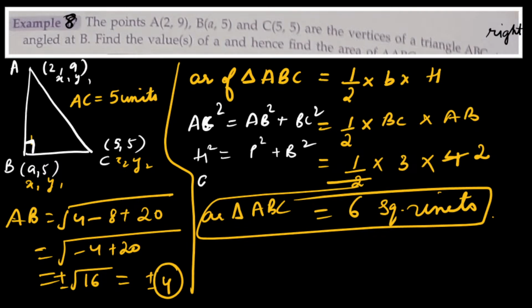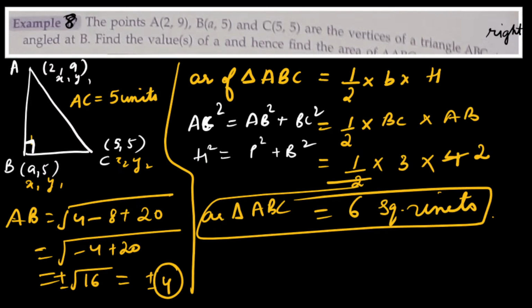After using Pythagoras theorem, we substituted the values. We got the value of A as 2 or 5. 5 we cannot accept in this case, so we accepted the value of A as 2. Afterwards, the first part is done. Now the second part of the question says find the area of the triangle.